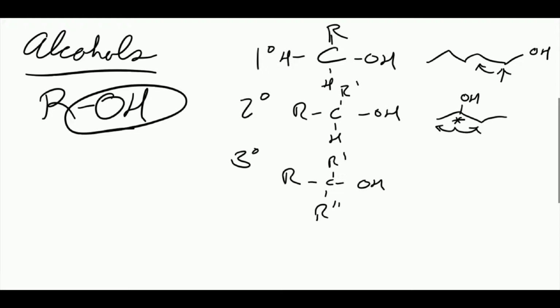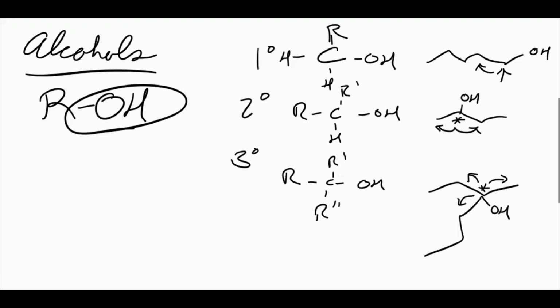And for a tertiary alcohol, it comes at the middle of a branch. Okay, so here is the alcohol's carbon, and it has 1, 2, 3 carbons bound to it. So it's quite a bit different.